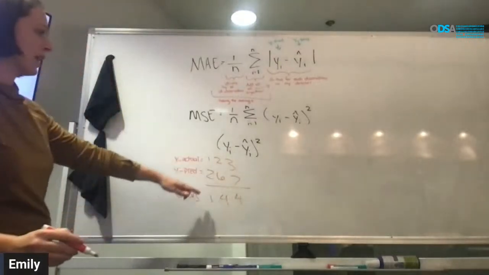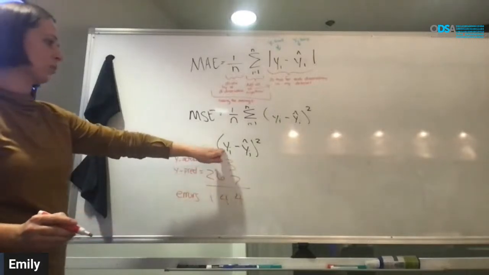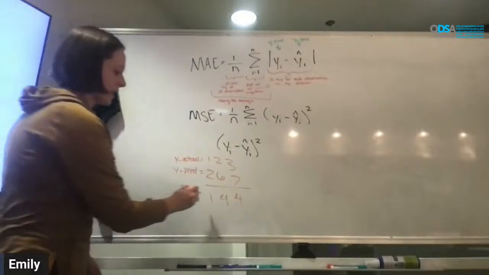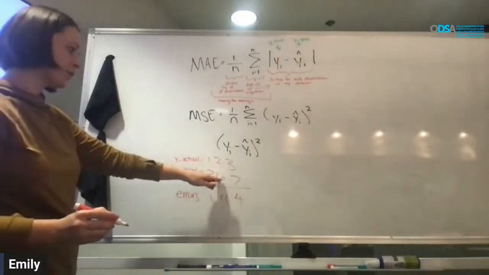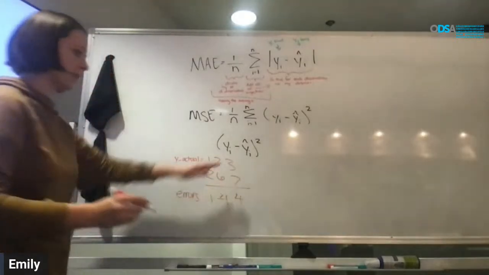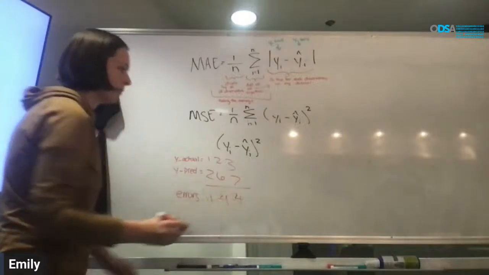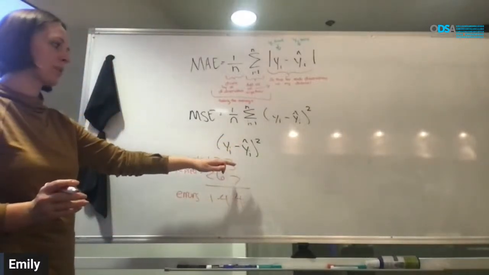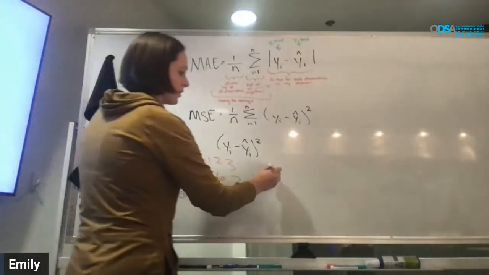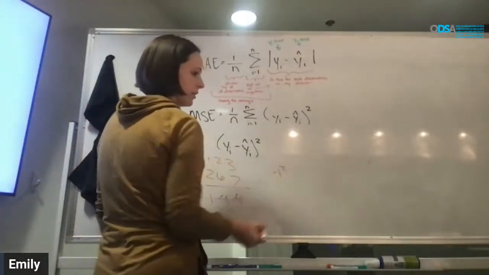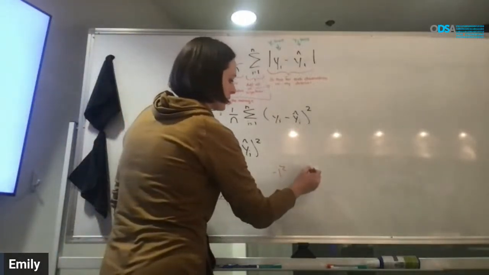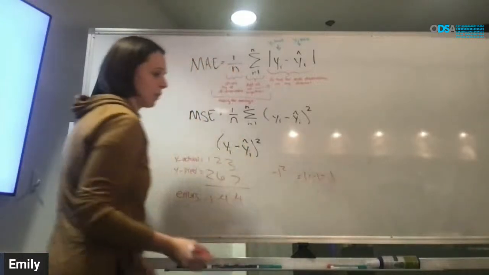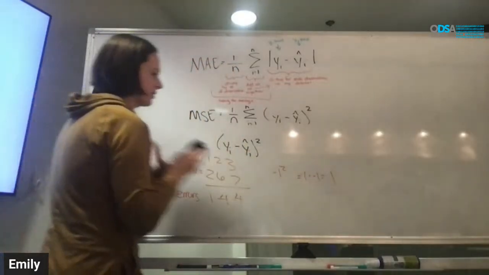Now, we're actually doing y at i, so our actual minus our predicted. So 1 minus 2 is actually negative 1. 2 minus 6 is actually negative 4. And 3 minus 7 is actually negative 4. But we're going to square these. If you remember, a negative squared is a positive, because that would be negative 1 times negative 1, which is equal to 1. So a negative squared is always a positive.